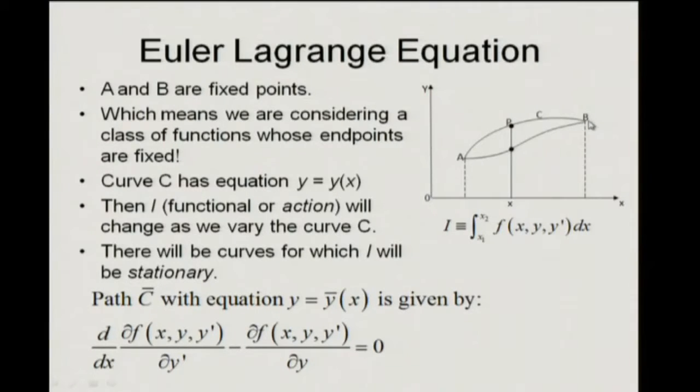So, we define now a functional, okay. Later on we will define something called the action. I mean, it is just definitions, okay. Its modern definition is a functional, a function of a function, okay. So, you have this function which is y is equal to y of x, and if you look at this integral, okay, then you get this value, okay.